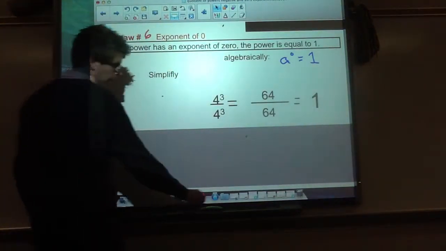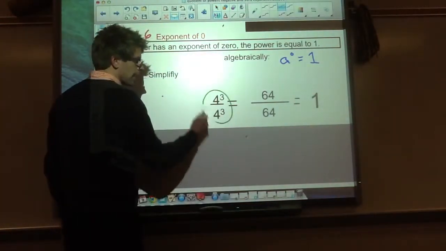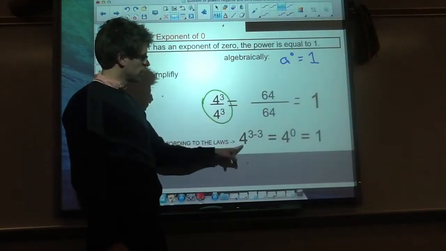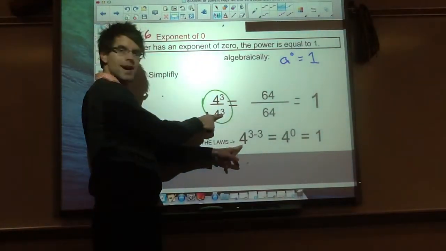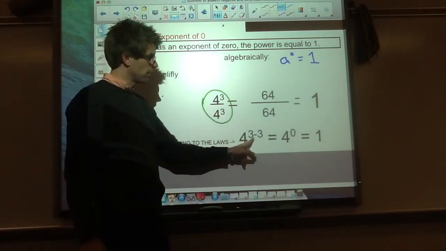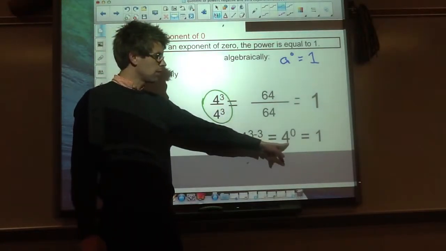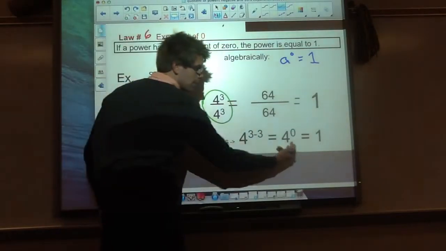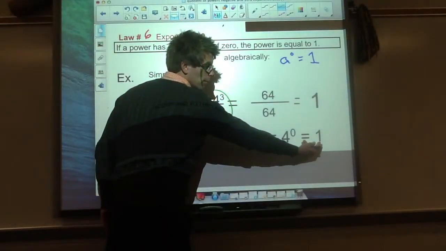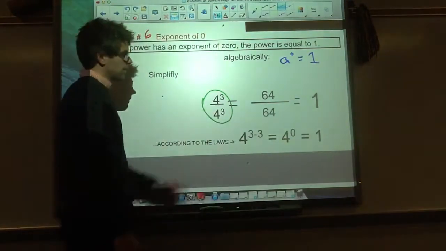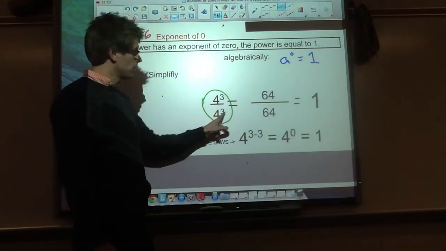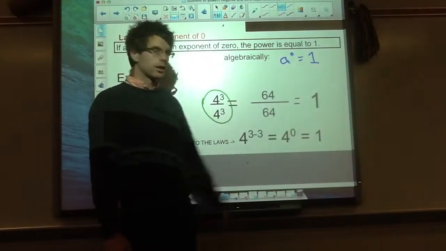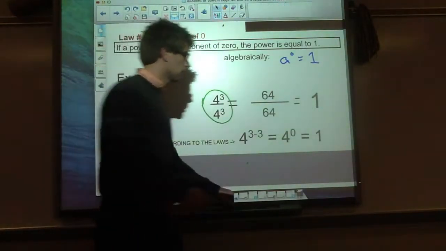If we were to apply the laws of exponents to this, we would get 4 to the power of 3 minus 3. Keeping the base of 4 and subtracting the exponents, that'd be 4 to the power of 0. That is also then equal to 1, because this original fraction was equal to 1. Okay? So that's how this works.